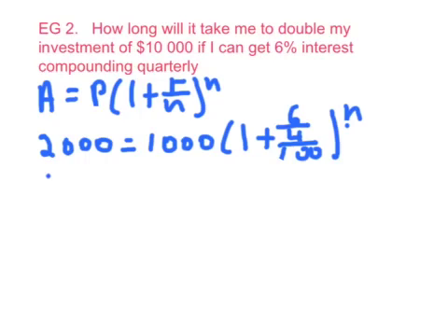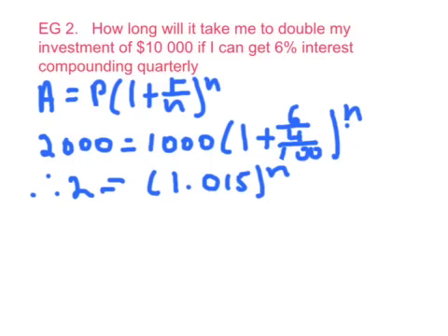Okay, so dividing both sides by 10,000, we get 2 equals, let's have a look at the brackets. You'll find that comes to 1.015. Use your calculator to work that out. 6 divided by 4 equals, and then divided by 100, and then add 1 to it. And n, as I say, is what I've got to find out.